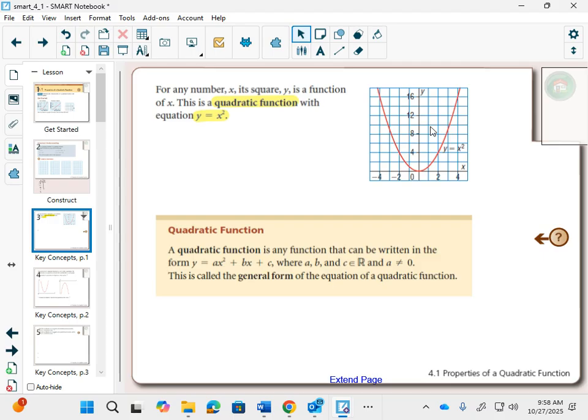What you did in grade 10 were linear functions. When the highest degree was just an x to the 1, those are linear. When the highest degree is an x squared, that makes it a quadratic function. And we call the graph of a quadratic function a parabola. When you have it in this form, ax squared plus bx plus c, we call that the general form.